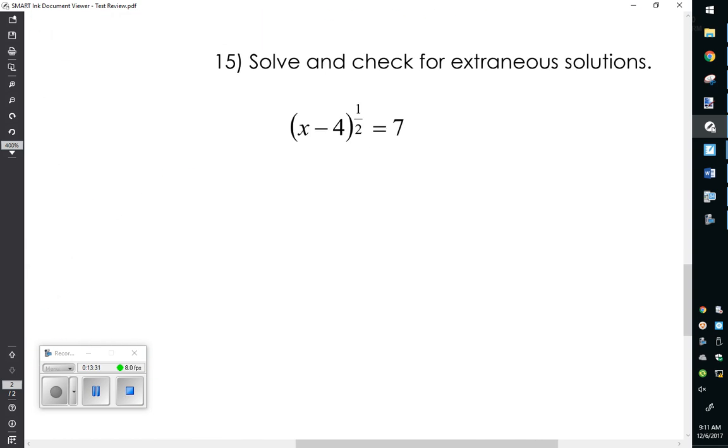Number 15, I've got a 1/2 power. What do I do to get rid of a 1/2 power? Raise it to the reciprocal, so I'm going to raise it to the 2nd power. Over here it cancels. X minus 4. Over there I square it. 7 squared gets me 49 plus 4 plus 4. X is 53. Just square both sides and solve.